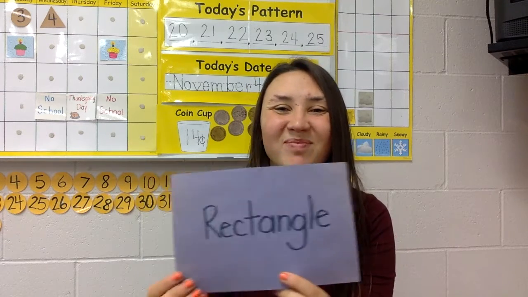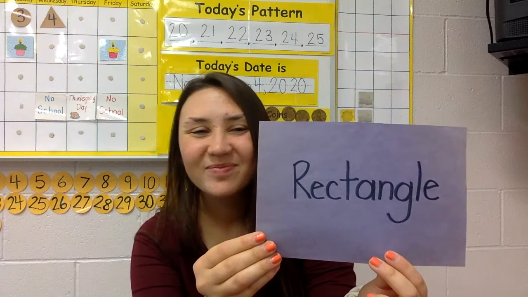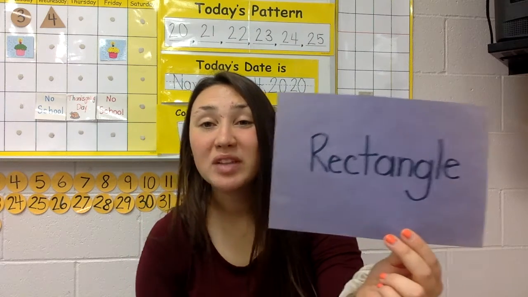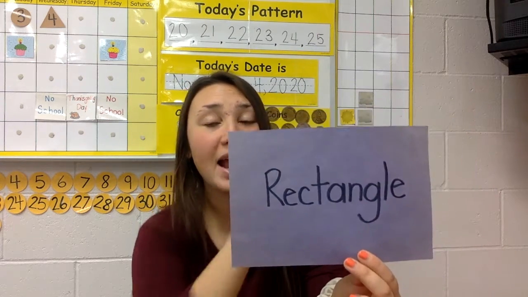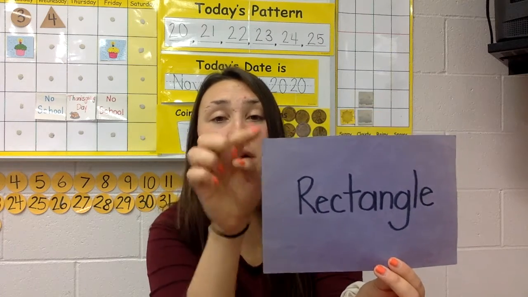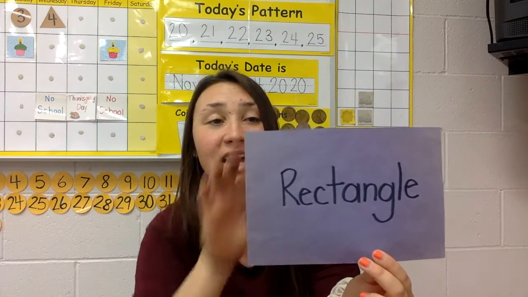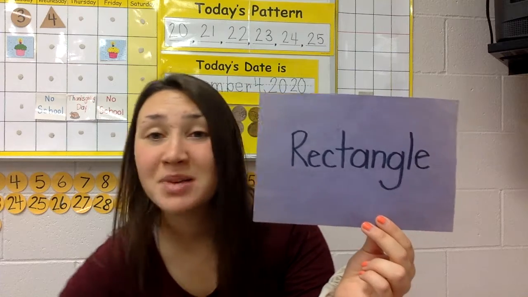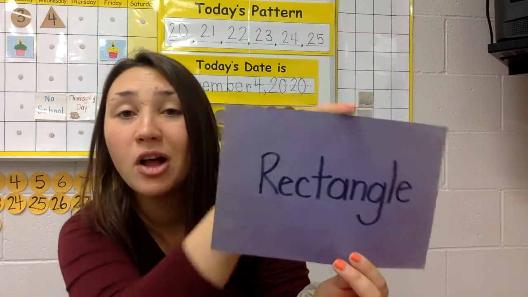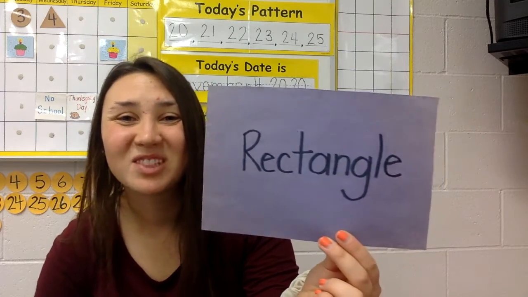And what shape is this blue one? If you said it was a rectangle, you are correct because it has 4 sides, 4 angles, and the sides don't have to be all equal, right? Some are longer, some are shorter. So that's a rectangle. Thank you for your attention today in math meeting. I hope you have a good rest of your day.